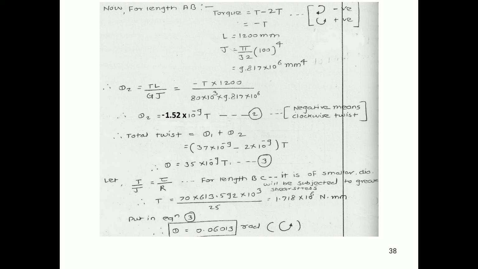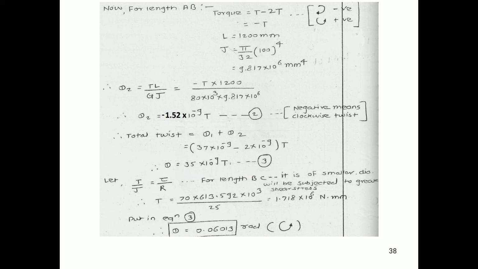This negative means it is a clockwise twist. So as per the sign convention, we have the minus sign. So once you know the value of theta 1 and theta 2, the total angle of twist will be theta 1 plus theta 2. After putting value of theta 1 and theta 2, we have total twist equal to 35 into 10 raised to minus 9 into T. That value of theta will be in terms of torque T.